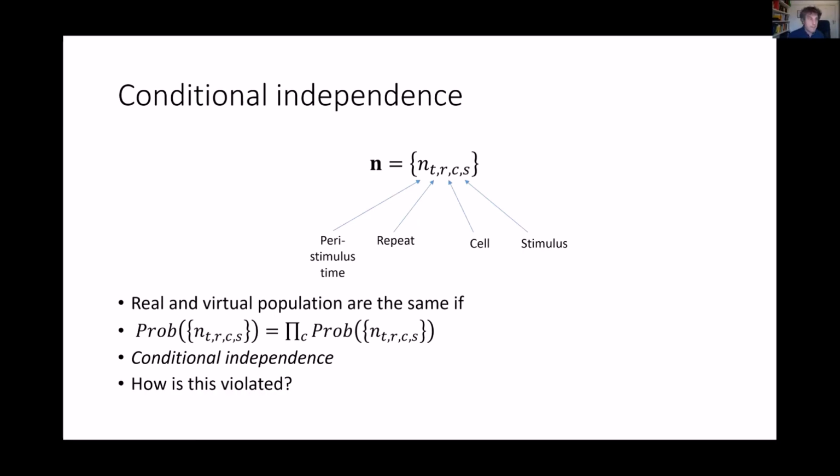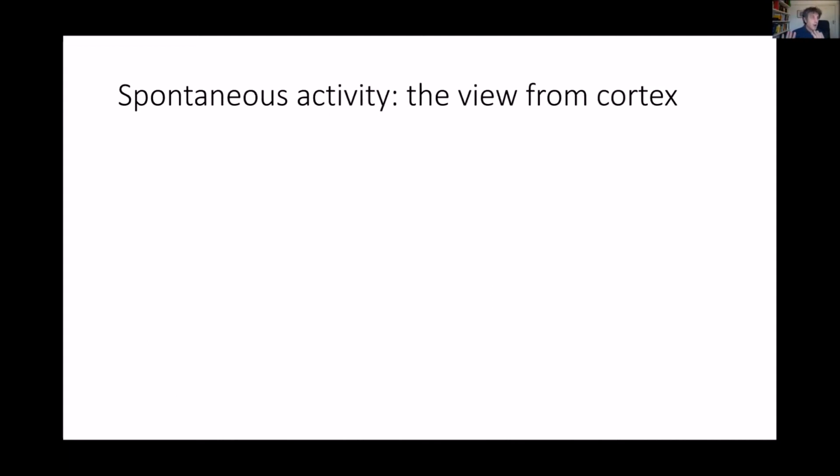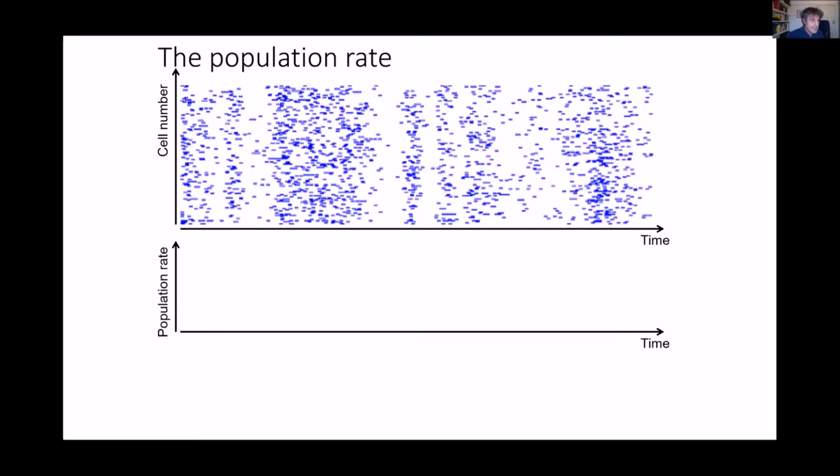So how is this violated? We saw it was violated because you have those population activity bursts. And to look at that in more detail, I'd like to focus on really mainly hypothetical data, but it's inspired by measurements in cortex. And we're just going to look at spontaneous activity, because even with no stimulus, in the virtual population, all the cells are independent of each other. So how is the independence violated? Well, the way to summarize it is with this statistic called the population rate.